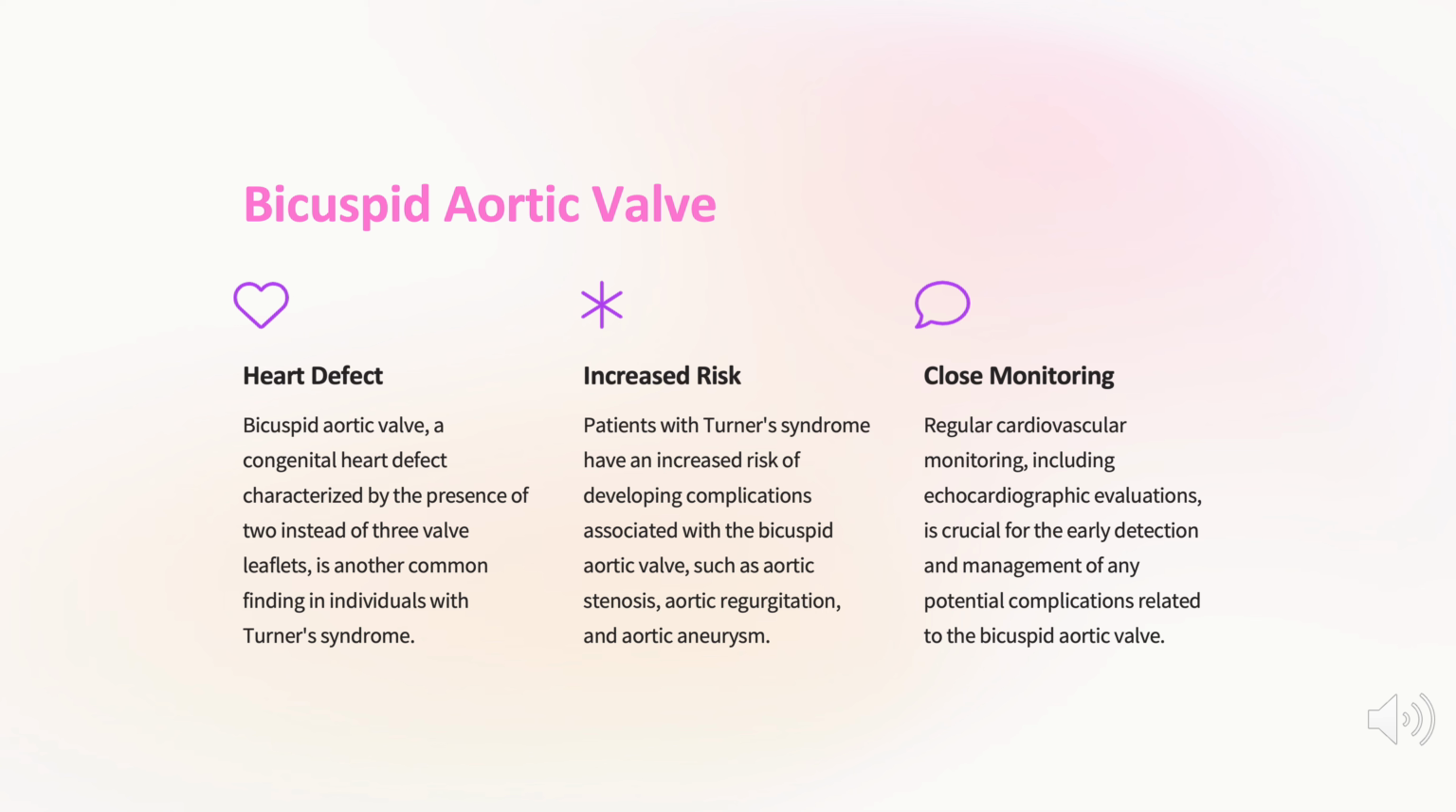The presence of a bicuspid aortic valve accentuates the importance of vigilant cardiovascular monitoring in this patient population. To mitigate potential risks, close monitoring is essential. Regular cardiovascular assessments, including echocardiographic evaluations, are crucial for the early detection and management of any emerging complications associated with the bicuspid aortic valve. By maintaining a proactive approach to monitoring, healthcare providers can intervene promptly, optimizing patient outcomes and ensuring the best possible care for individuals with Turner's syndrome.